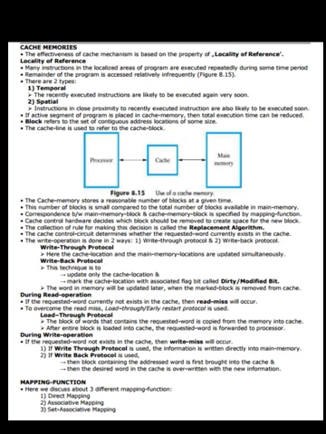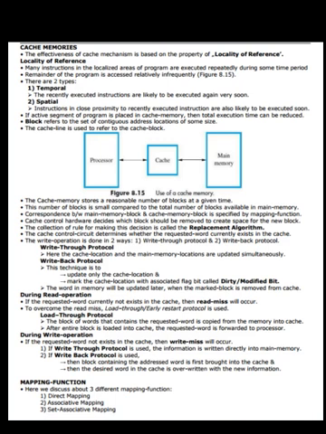See the figure 8.15. There are two types of locality. Temporal: the recently executed instructions are likely to be executed again very soon. Spatial: instructions in close proximity to a recently executed instruction are also likely to be executed soon. If the active segment of the program is placed in cache memory, then total execution time can be reduced.